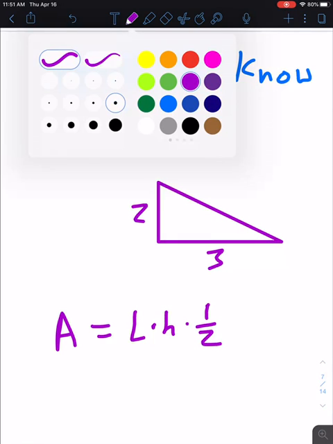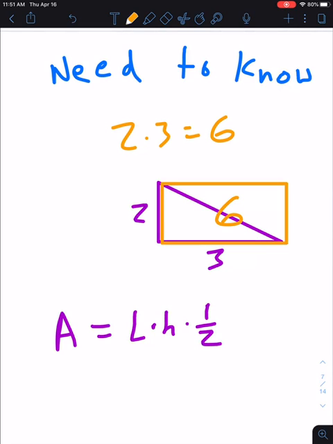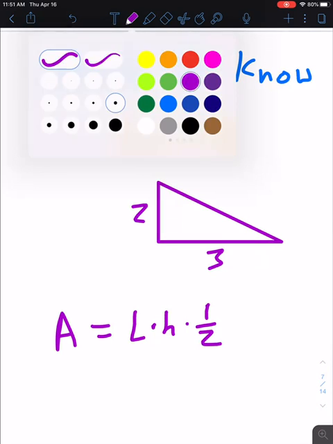If we do the length times the height of a triangle, well, that'll get us the rectangle that triangle fits in, okay? So if we did 2 times 3 equals 6, that would be the area of this rectangle. Now, if we multiply that by 1/2, we'll get 3, which is the area of the triangle.